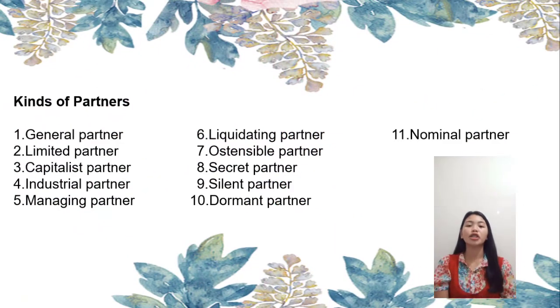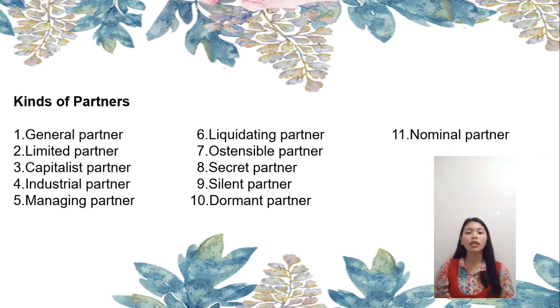So there are some kinds of partnerships. First is the general partner, as earlier referred to. Second is the limited partner. Third is the capitalist partner, who contributes money or property to the organization. The fourth is the industrial partner, who contributes his services, talents, skills, and abilities but not property. The fifth is the managing partner, who administers the operation and manages the business directly.